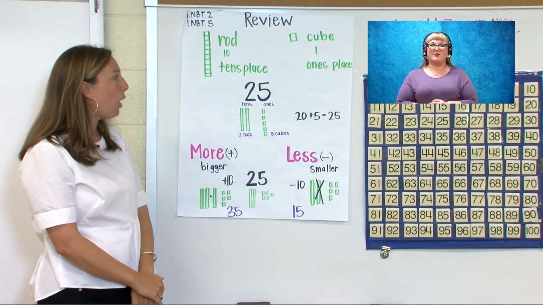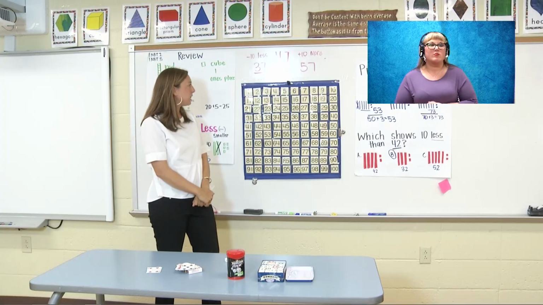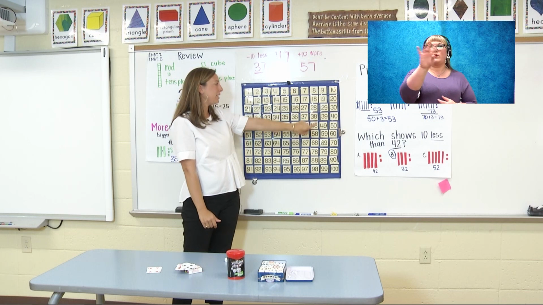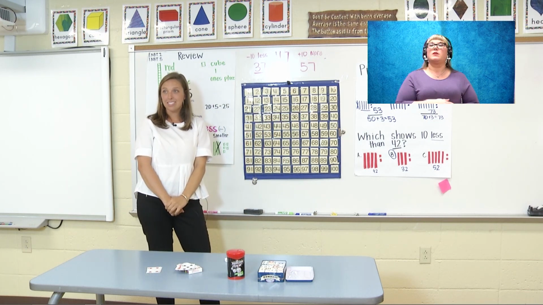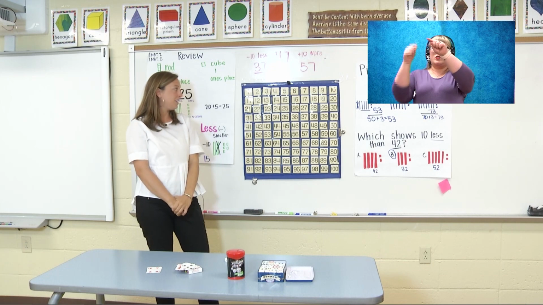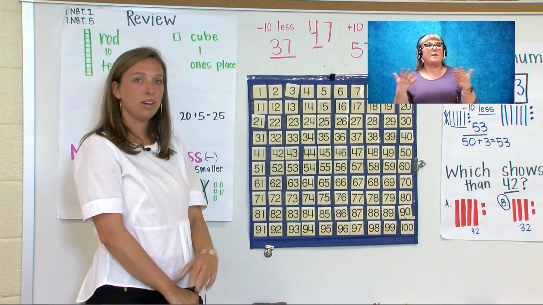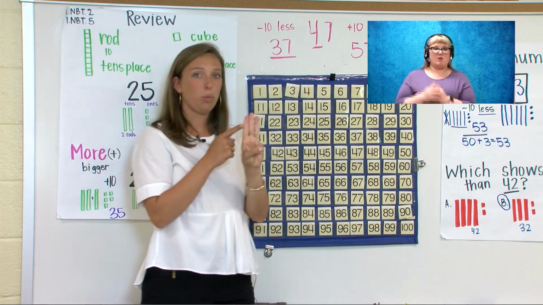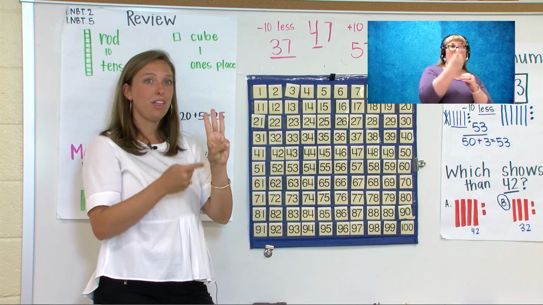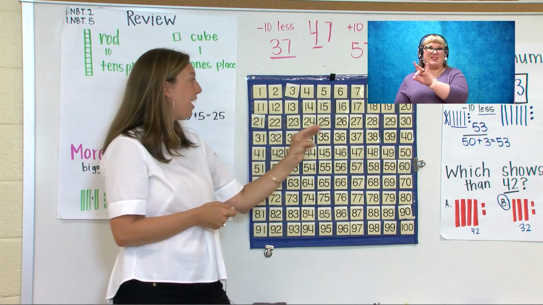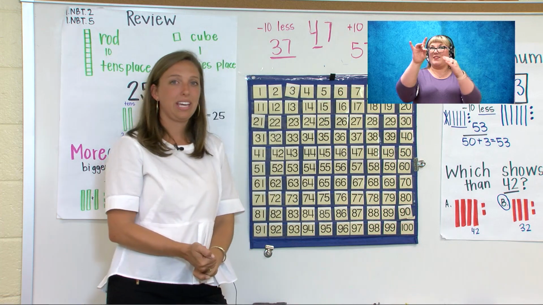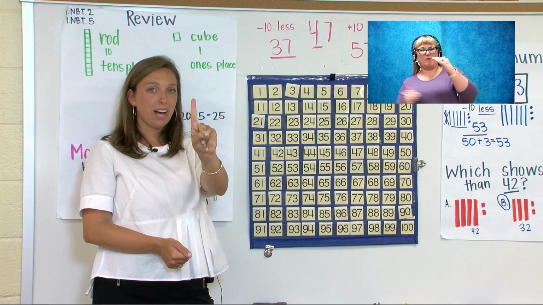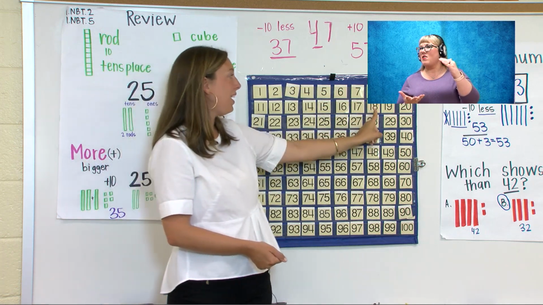Okay? One more for good measure. Let's look up here. We have the number 28. I want you to go 10 less and 10 more. We have 28. We have 2 rods in the tens place. We get 1 more rod. Now we have 38. All right? Go 10 less than 28. You have 2 rods in the tens place. Take away a rod. Now you have 18.